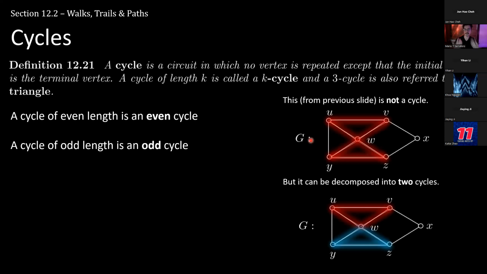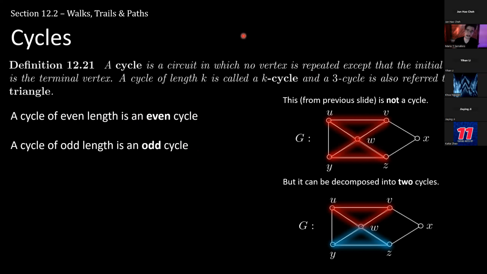And then we have this notion of cycles. A cycle is a circuit in which no vertex is repeated, except the initial vertex and that's the terminal vertex. The length of the cycle we call K, and we say it's a K-cycle. A 3-cycle we call a triangle. A cycle of even length is an even cycle, and a cycle of odd length is an odd cycle.